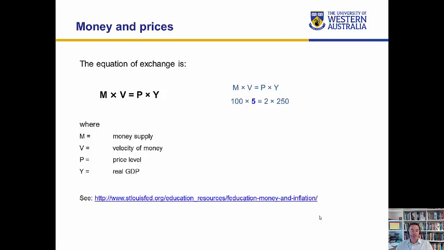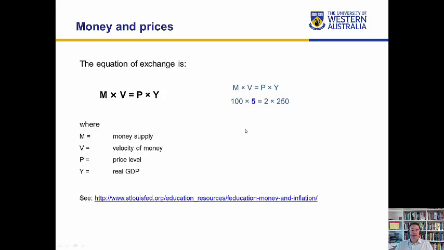Okay, the next thing we need to do is look at the relationship between money and prices. With this particular slide, I've got an equation here which is known as the equation of exchange. So M times V equals P times Y. The variables are defined down here, and I've got a numerical example to help explain what's going on in this diagram.